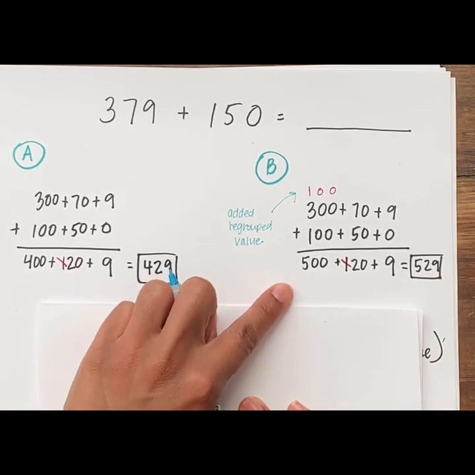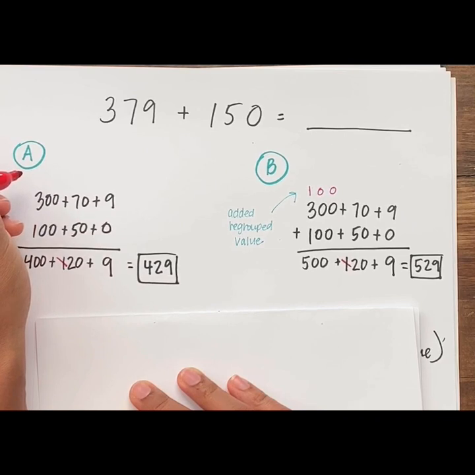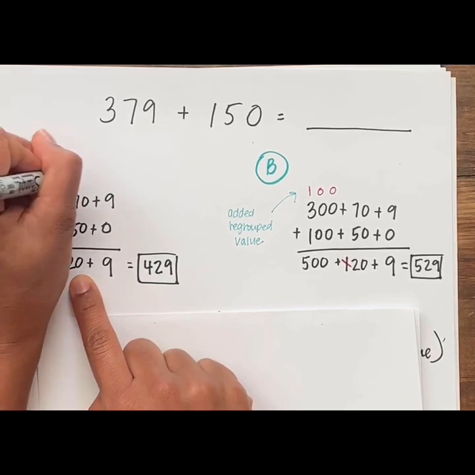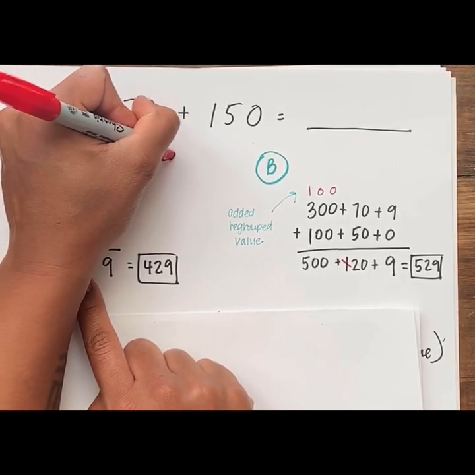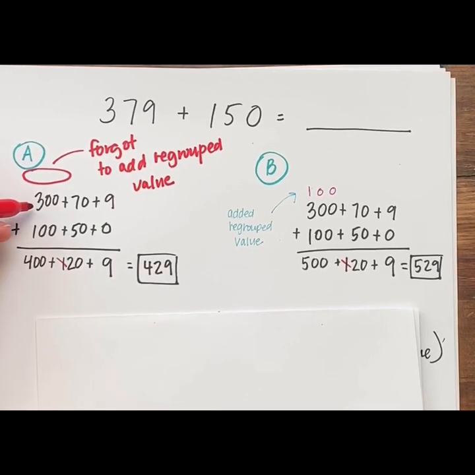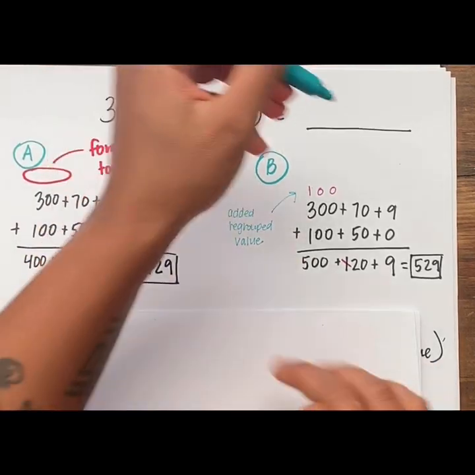If you agree with student B, what mistake did student A make? Say it out loud. That's exactly right. Student A also regrouped 100 from the tens place, but they forgot to add that value to the hundreds place. They had 300 plus 100, which gave them 400 in the hundreds place for an answer of 429. Student B is correct. Nice work.